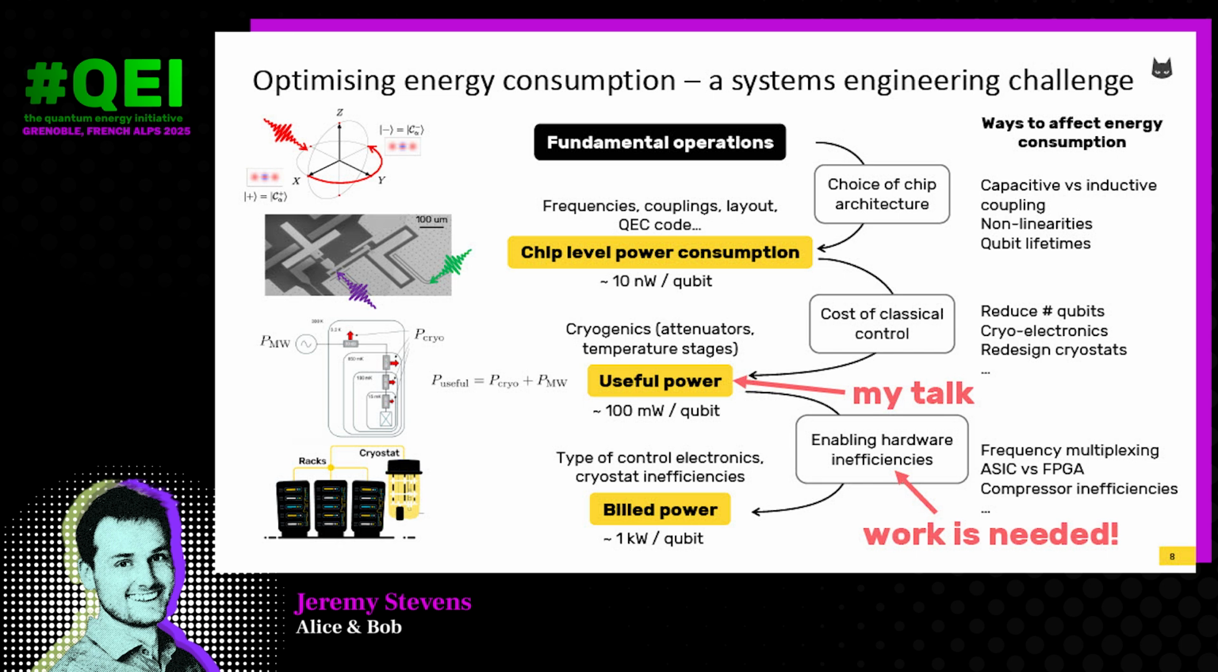You're operating it at room temperature. Superconducting circuits work in a cryostat, and so you have to take into account the fact that you have attenuators and that the cryogenics can have some kind of maximal efficiency given by the Carnot factor. And so what I call the useful power is the power which you're actually using at room temperature to operate the device.